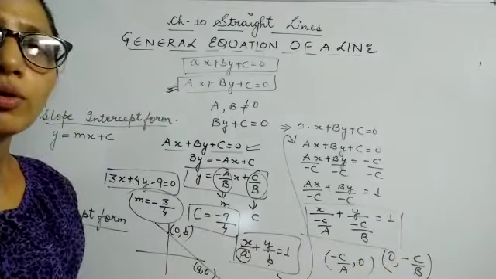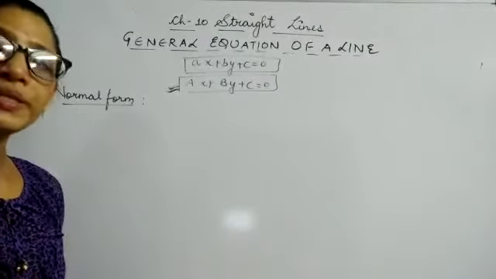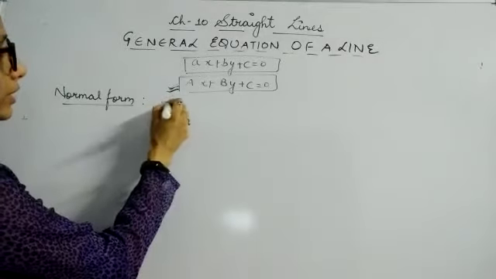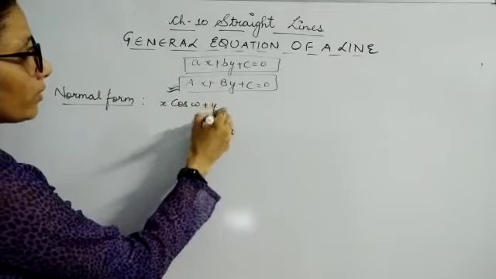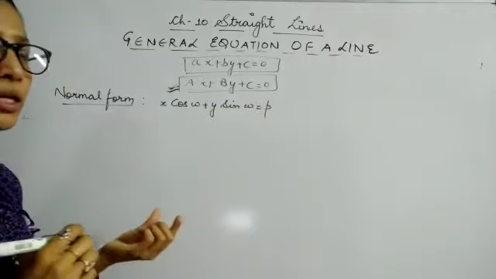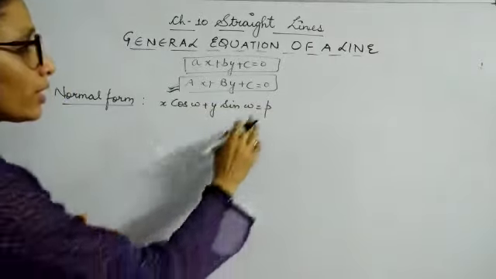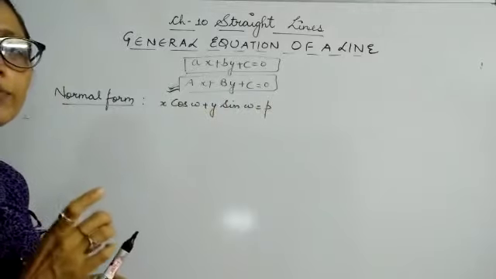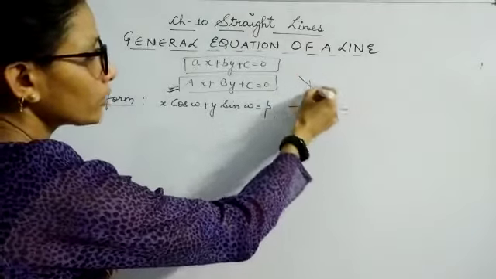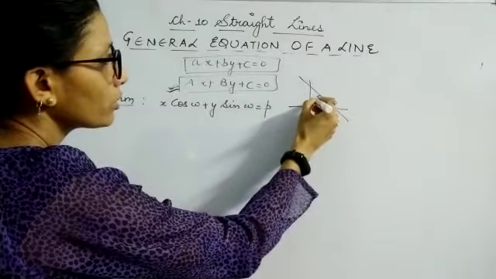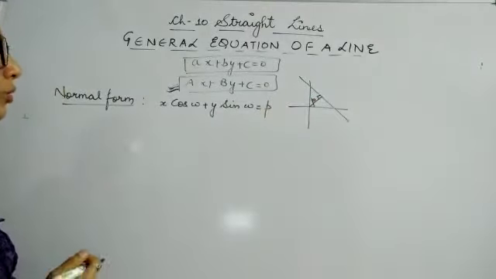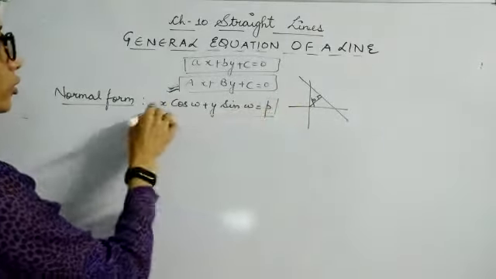Let's come to the normal form now. From your previous concept, you know the equation of a line in normal form can be written as x cos omega plus y sin omega equal to p, where omega is the angle made with the positive x-axis and p is the distance of the normal from the origin. You can remember it like this. This was your figure and this was your normal. So this is your p, the perpendicular distance from the origin. So this was your normal form.